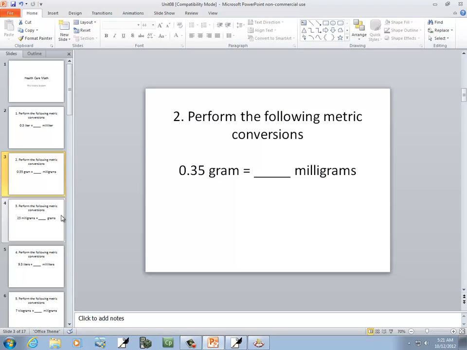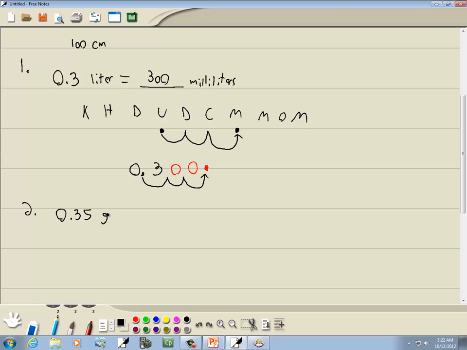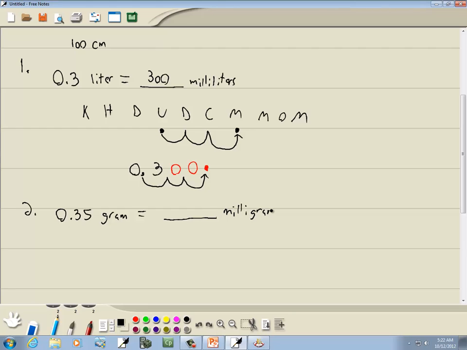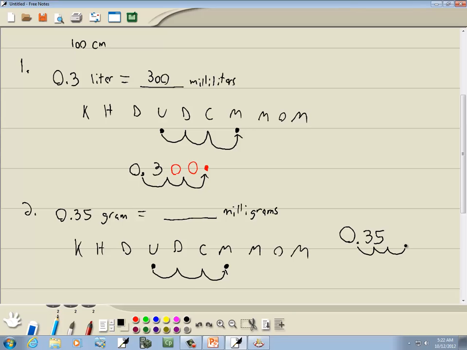Let's look at our next one. We've got 0.35 grams, and we want to convert that to milligrams. King Henry doesn't usually drink chocolate milk, Mom. We're in grams, which is our unit, right here. We want to go to milli again, and milli is right here. So move 1, 2, 3 places to the right. Here's my decimal place; move it 1, 2, 3 places to the right. That's where my decimal place is now, and we have to put a 0 here since there isn't a digit there. So this would be 350 milligrams.